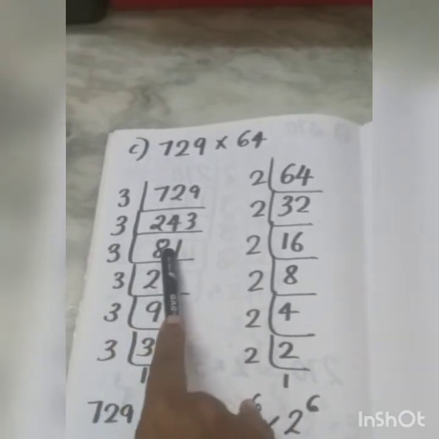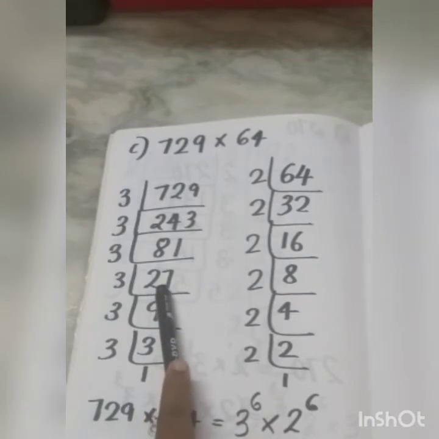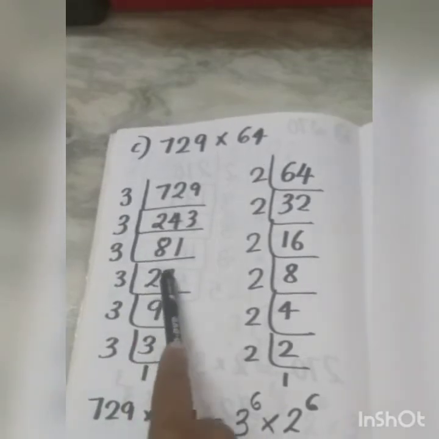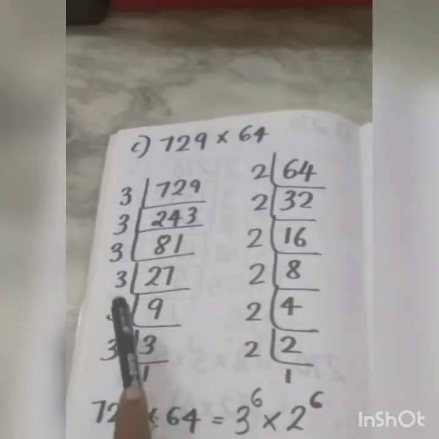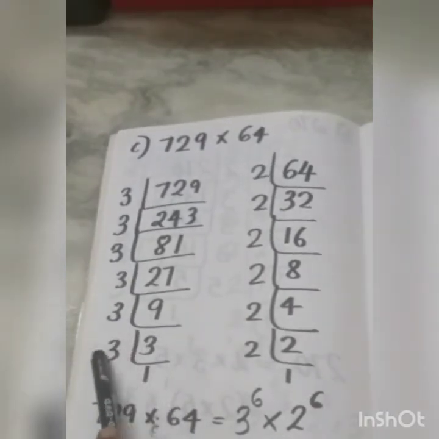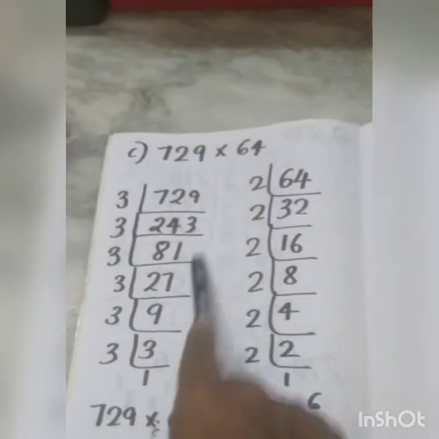So 3 into 81, 27. Now 27, you know it's a multiple of 3. So 3 into 9 is 27. Again 9, 3 into 3 is 9. 3 is a prime number, using 3 itself. So 3 in 3, 1. So we prime factorized 729.